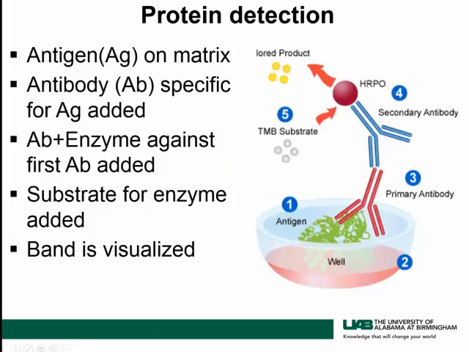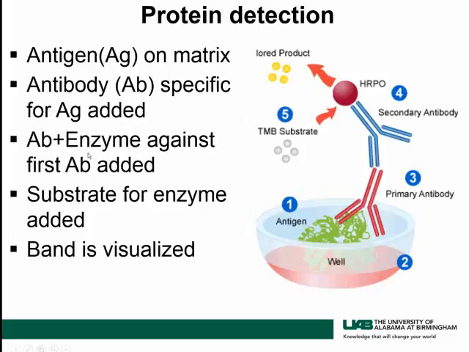Protein detection is based on the following principle: you have the antigen, which is a protein. It can interact with an antibody that is made against that protein or against that antigen. Now, after you interact that antibody with its antigen, you can also interact another antibody, and that antibody has an enzyme conjugated to it. That antibody is specific for the antibody against the antigen.